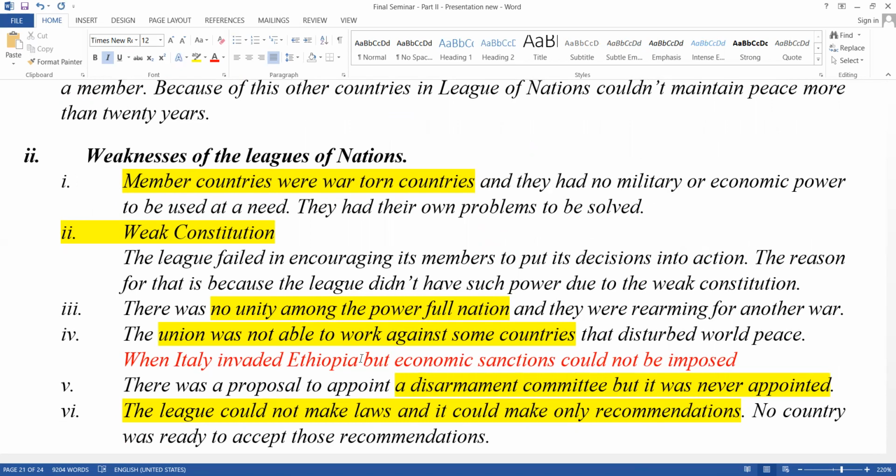But in UNO, the present organization, which was formed to protect world peace, they have the Security Council. The Security Council has peacekeeping forces. They can send peacekeeping forces anywhere to solve any problem.